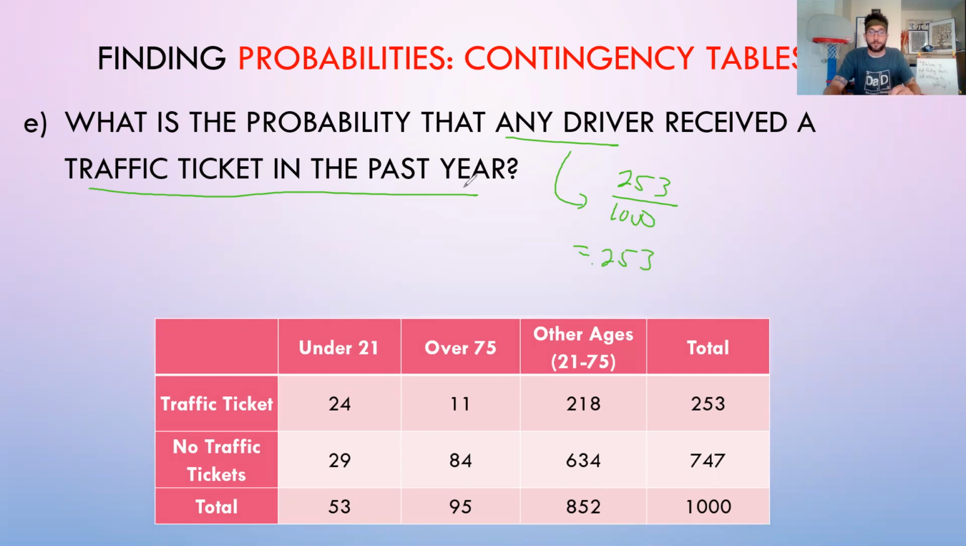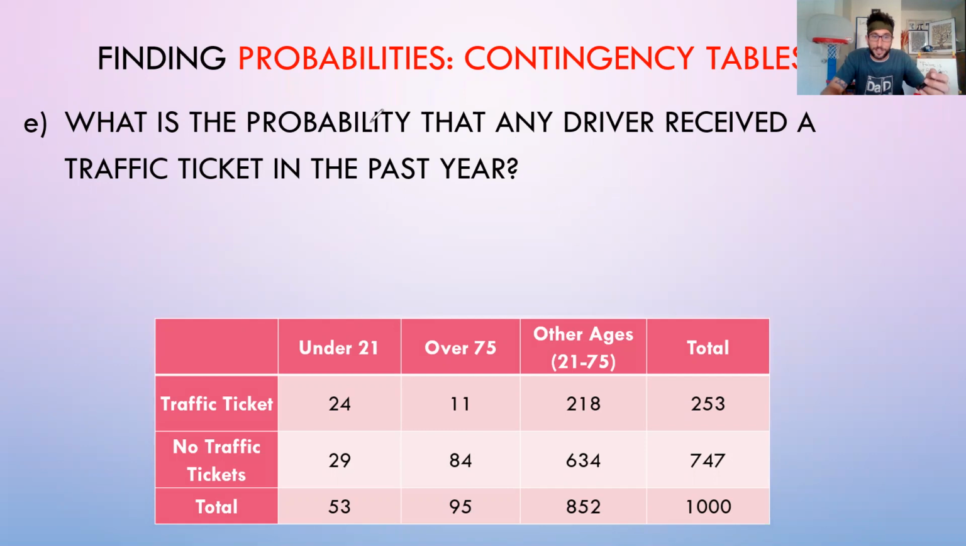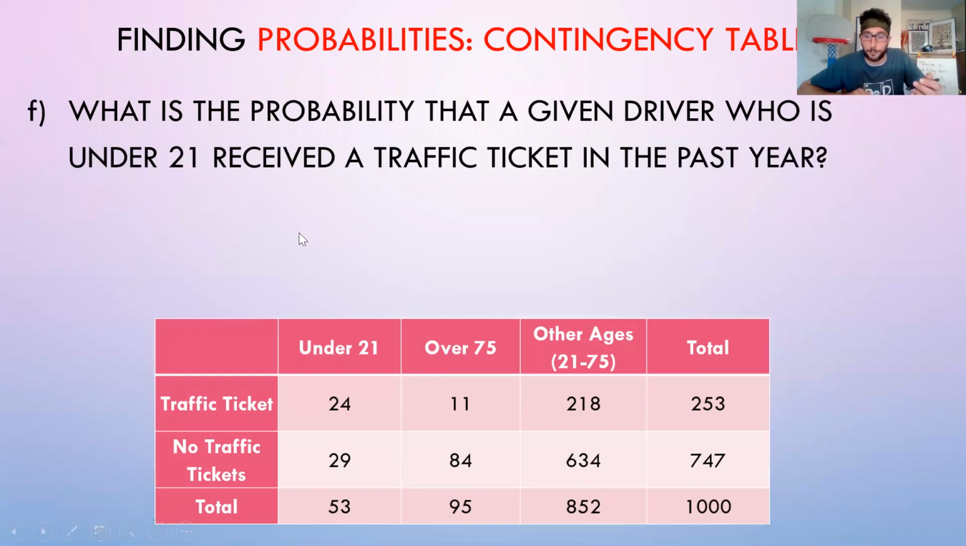How about F? I didn't explicitly say that you should pause these and try them yourself, and I'm kind of far into it to do that now, but I really hope you've been doing that. So, do this one. It's the probability that a given driver who is under 21.